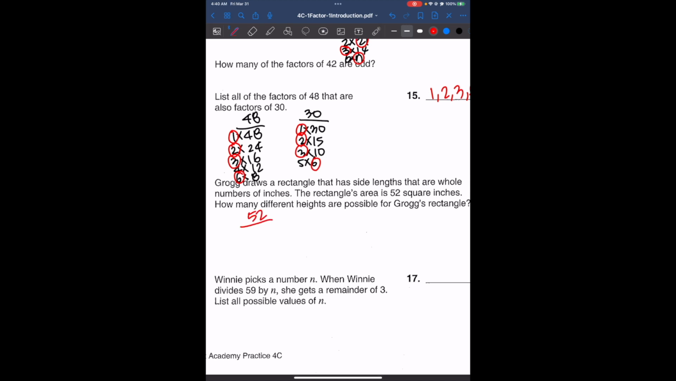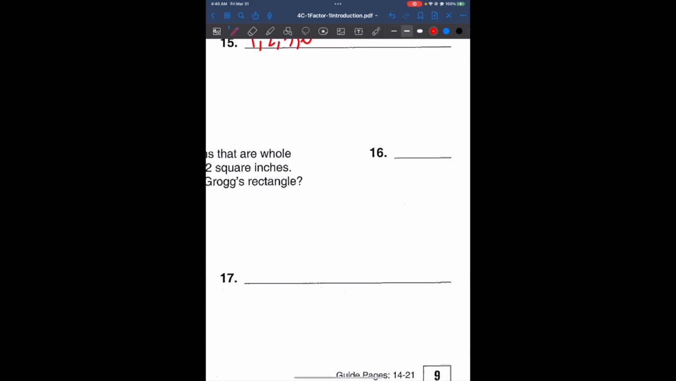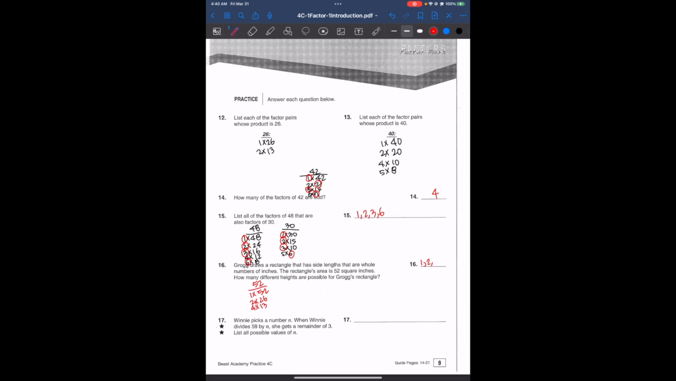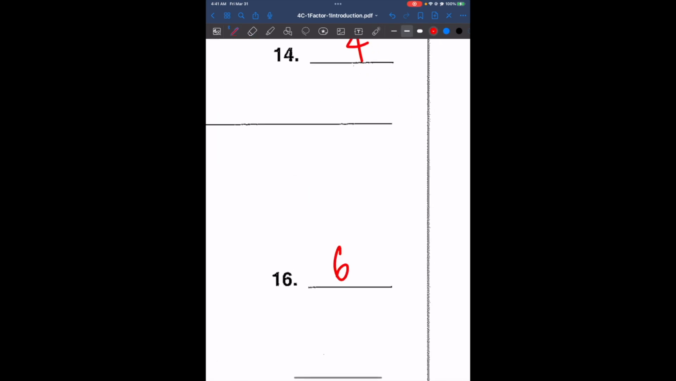For 52, we're going to list factor pairs. So 1 and 52, 2 and 26, 4 and 13, and yeah, I think that's it for factor pairs. So 52 has 6 factors, and they can all be possible heights. So possible heights are going to be 1, 2, so all of them are possible heights, and so we have 6 possible heights.